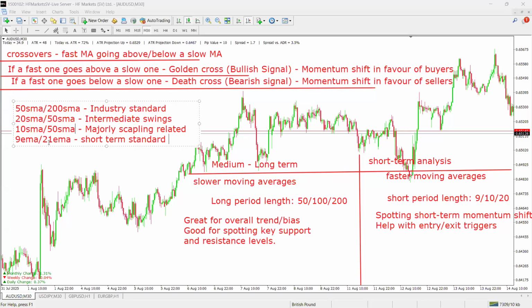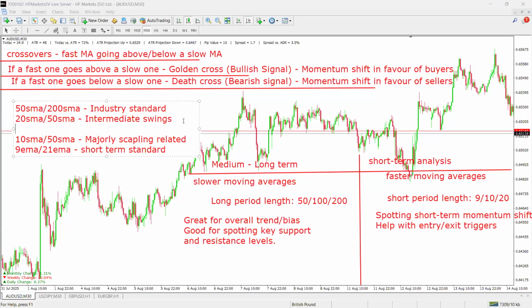Okay, 50 and 200 works, 20 and 50 works, 10 and 50 also works, 9 and 21 EMA also works, but they don't do the same thing, right? These two below are short term. The two above are a little bit medium to long term. So we can separate it by short term, long term also in that particular direction as well.